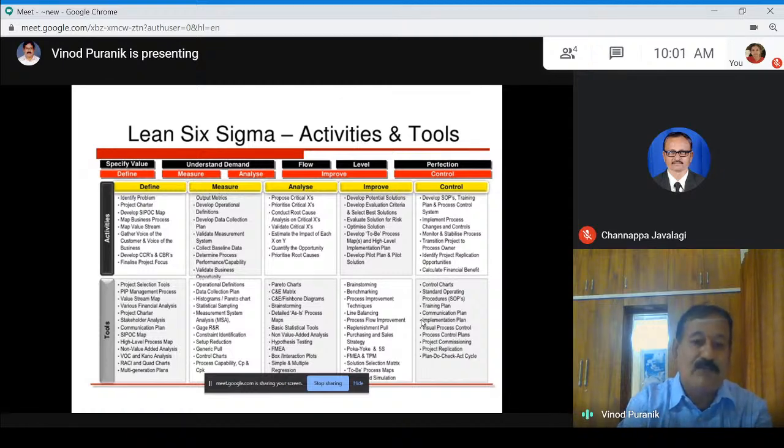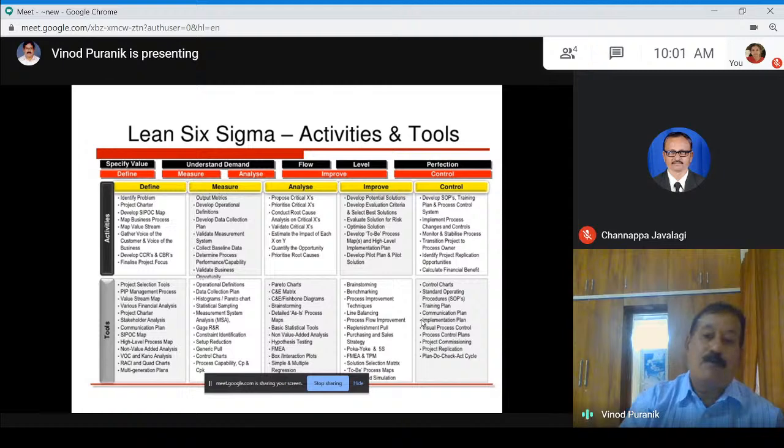For example, if you identify the problem, what are the project selection tools? There are many tools. You look at the value stream map, then various financial analysis, then project charter, then stakeholder analysis, then Kano analysis. Those are the tools that help us define the problem. That's very important, how you define the problem.